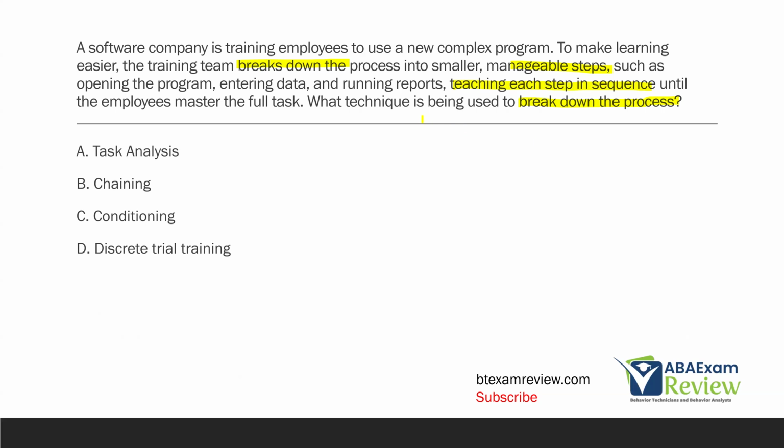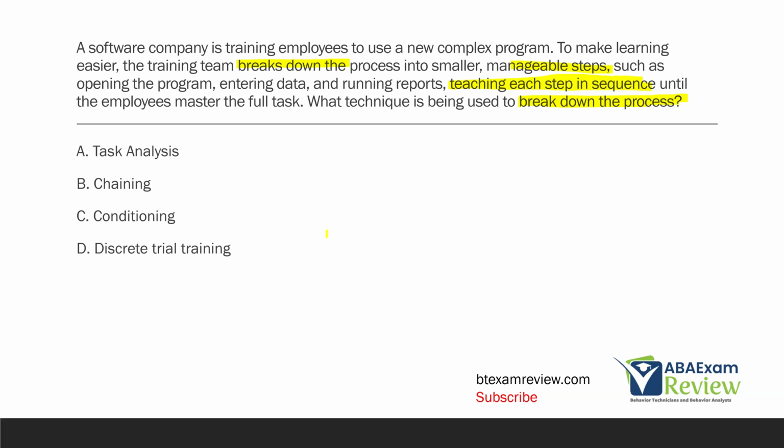So when the question asks, what technique is being used to break down the process, we know the question wants to know about A, task analysis. Now let's read all of our answer choices. B, chaining. Chaining would be the teaching part. Forward chaining, backward chaining, total task chaining. When we teach, we use chaining to teach those steps in sequence. C, conditioning. Conditioning typically occurs when we're trying to either condition behavior or condition stimuli. So we're not discussing conditioning here.